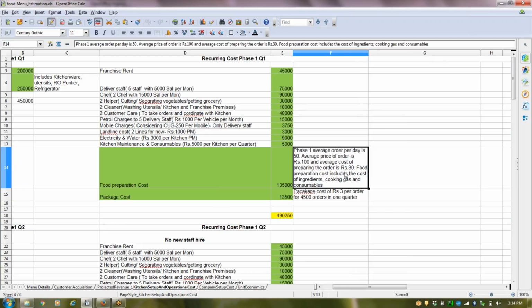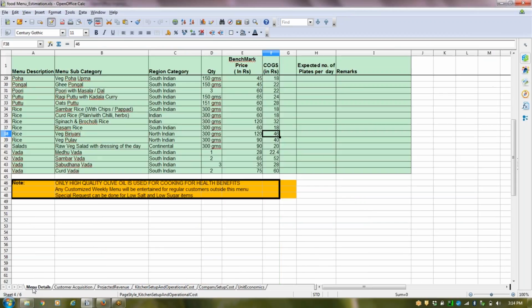Phase 1 average order per day is 50. So they have decided on average they will be preparing 50 orders. They will be serving 50 orders. And average price of order is 100. And average cost of preparing, the average COGS they got from here.